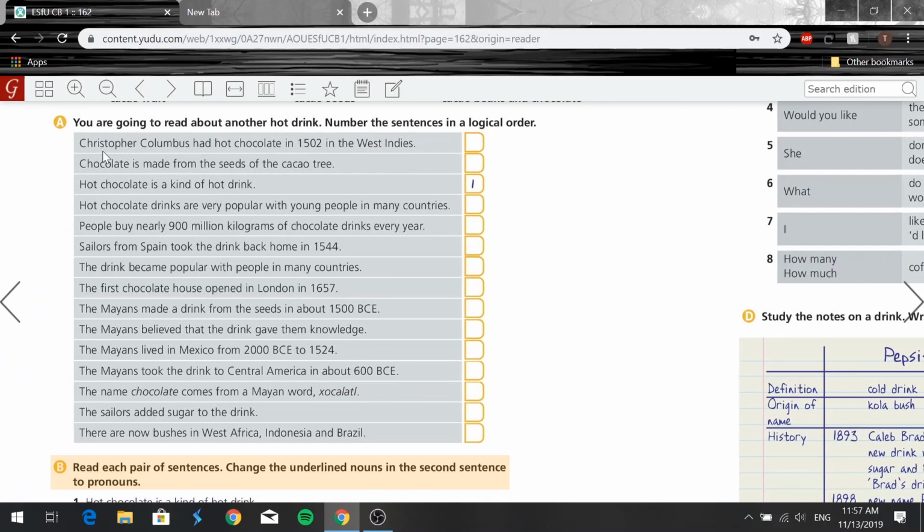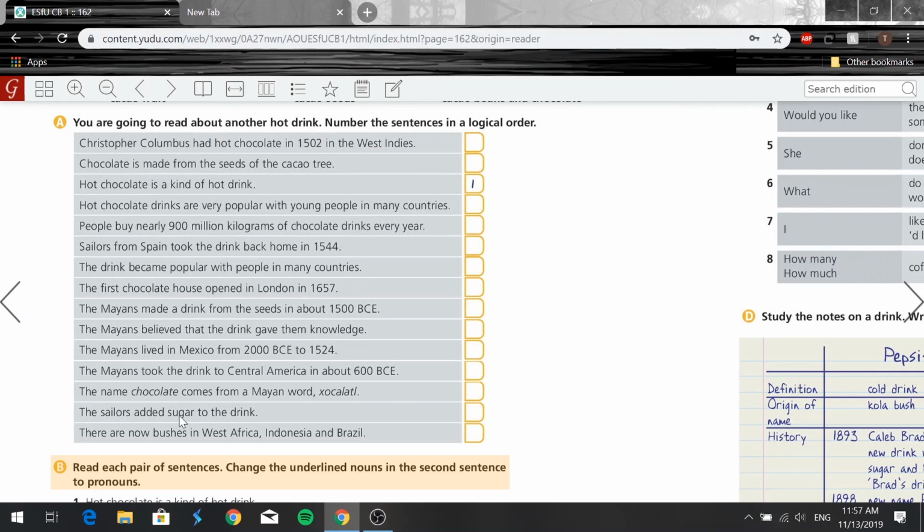Now let's talk a little bit more. Christopher Columbus had hot chocolate in 1502 in the West Indies. This is a good number 8. Number 9 would probably be sailors from Spain took the drink back home in 1544. What about number 10? We could say the sailors added sugar to the drink, and then I think that's where the first chocolate was made.